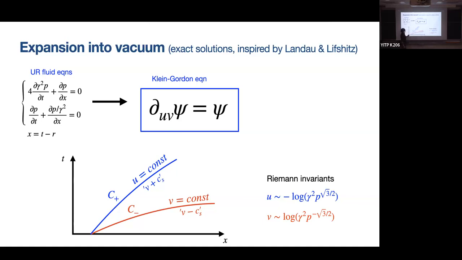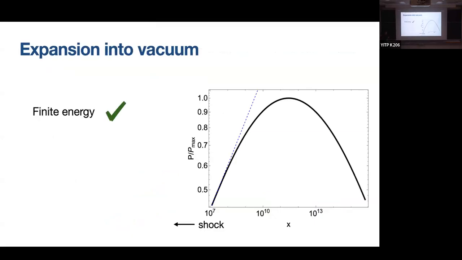And this C minus characteristic, which moves at minus the speed of sound relative to the fluid, carries a constant value of V. So each intersection of a C plus and a C minus characteristic actually gives us the value of the Lorentz factor and the pressure at this point. So basically, instead of working with the Lorentz factor and the pressure, we're working with these Riemann invariants, U and V. And in order to solve the problem, we take this very simple equation, we apply our initial condition, and what we find for the pressure profile is this.